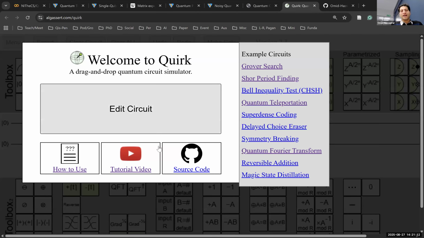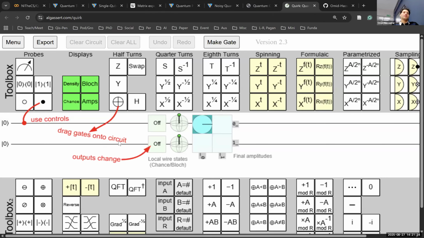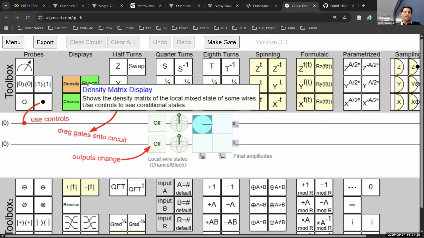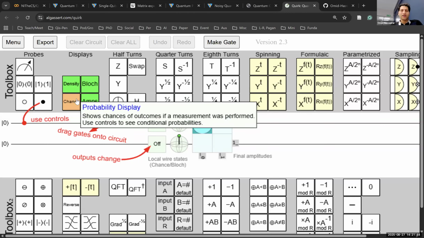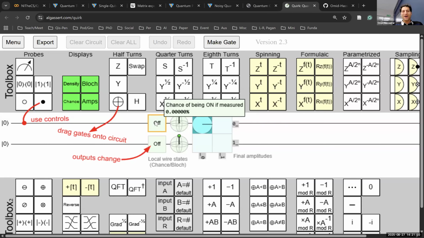There are some tutorials here, but again, I don't have enough time to go through those tutorials, and also some predefined builds, like a circuit. If you click on each of them, you can see the circuit. It's like a big circuit, and you can just see the results. But if we just click here, you will see this is initialized in 0. You have a bunch of things here. You have Bloch sphere, you have the density matrix, and then you have chance of seeing 0 or 1. Basically, off means 0 and on means 1.